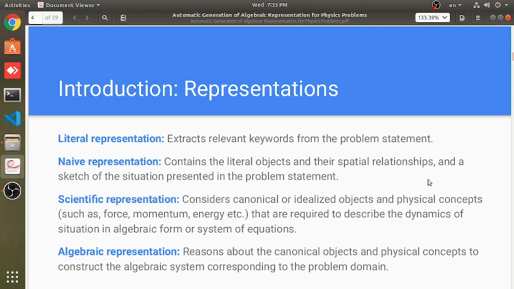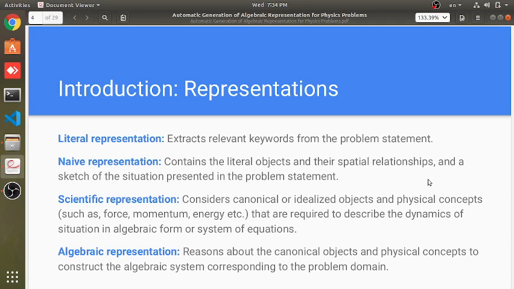When we surveyed different literature in the physics word problem domain, we found 4 different types of representation: literal, naive, scientific and algebraic. We have seen that these are different representations based on how a particular student perceives a physics word problem. As their expertise increases, they can see different problems in a more generic form or generic way.